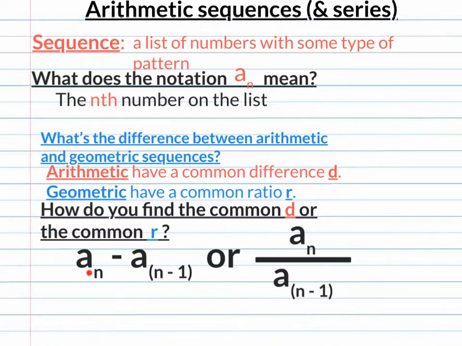Now, I know that sounds really confusing, but it's this simple. If you understand what a sub nth means, it could be the first number, the second number, the third number, the 17th number, and then you subtract, like let's say this was 17, the 17th number, and you subtract 17 minus 1, that would be the 16th number. So that means that you take a number and subtract the previous number from it, okay? Let me actually write this out for you. Let me demonstrate that.